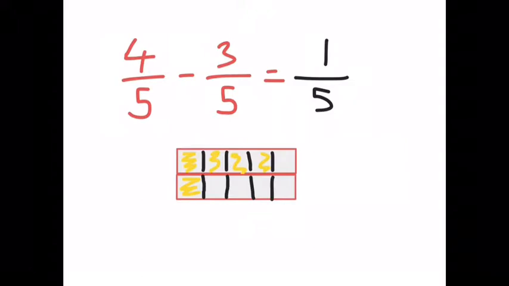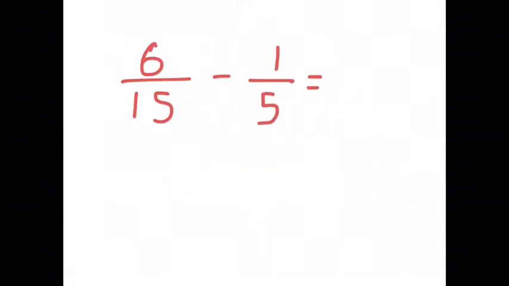Right, now what happens if we have to subtract fractions where the denominators are not equal? Well, let's have a look. Like when you were adding fractions, here we've got 2 fractions where the denominators are not the same. Here we've got 6/15 and here we have 1/5. So obviously we can't subtract one from the other. What do we have to do? Well, firstly, we have to find a common denominator.